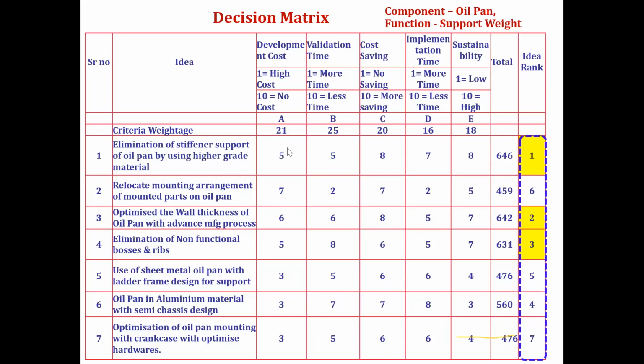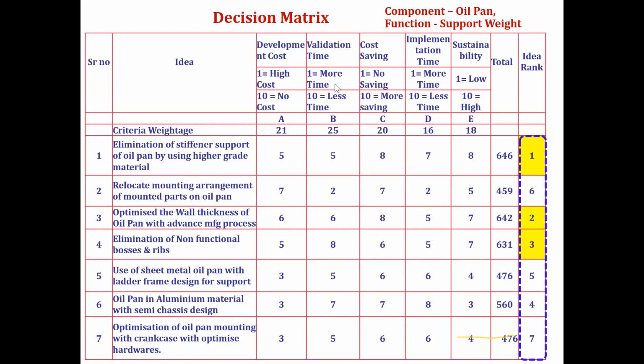Now what I have to do is give the rating 1 to 10 with the help of the cross-functional team. All the departments, the cross-functional or multi-regional team, will give the rating. They will give the rating considering the development cost. So when I go for eliminating the stiffness support of the oil pan by using the higher grade material, the team gives 5 points out of 10 for this idea, and 7 points for this idea. For each and every individual idea, they give the rating.